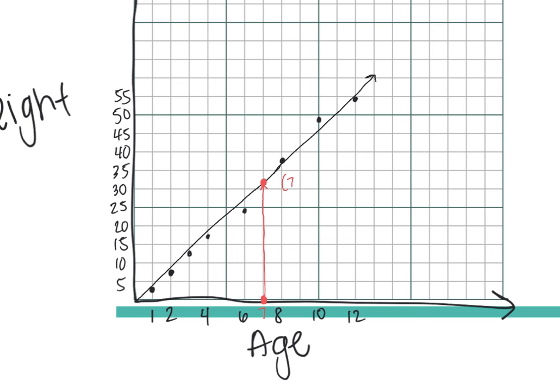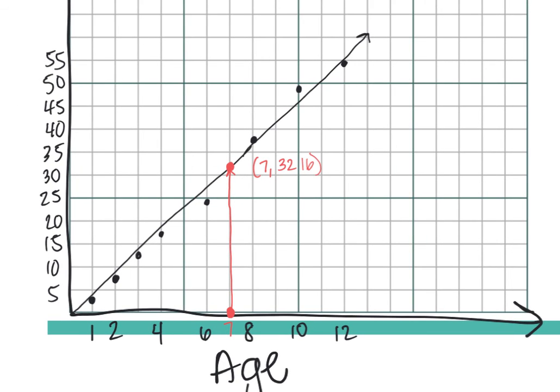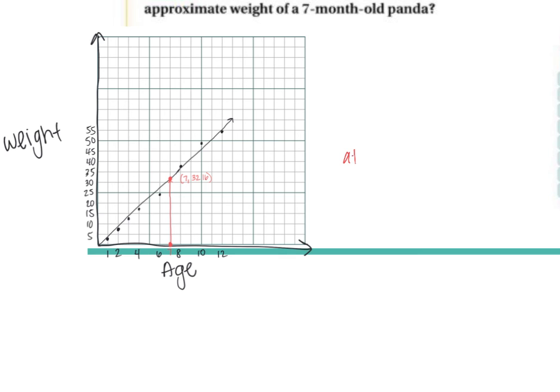What should be the weight at 7 months? Well, what two numbers is it between on the y-axis? 30 and 35. So let's just say it's like 32. And what units were we using? Pounds. So at 7 months, approximately 32 pounds.